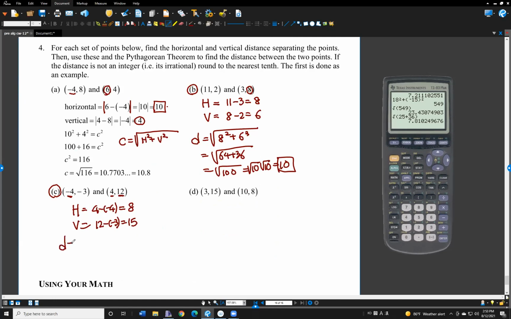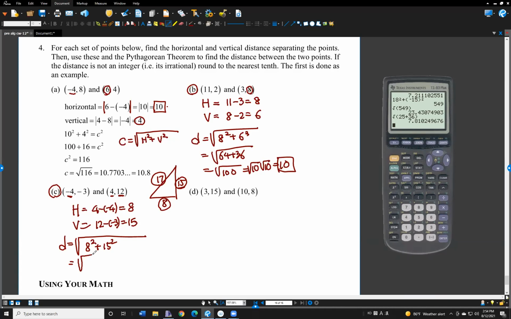Okay, now distance, how much? Square root. Horizontal length is 8 squared. Vertical length is 15 squared. We know that 8, 15. The third one is what? If this is 8, this is 15. What is this size? 17, right? Because this is what? Pythagorean triple. We already know that 8, 15, 17.